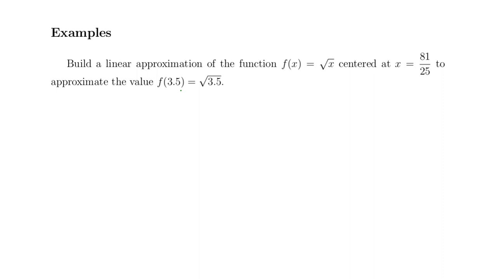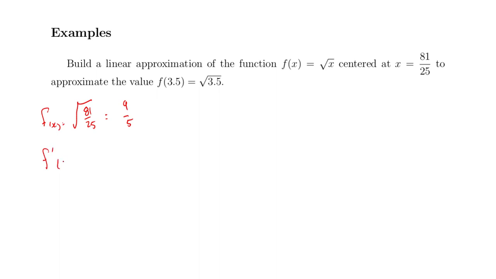But let's think about this. What if we make 81 over 25 our center? 81 over 25 is right around 3 1/4, kind of. That's even closer to 3.5. So what we can do is replicate this by using the same square root function. We can look at the square root of 81 over 25. And look at that, this is a value that we can find, 9/5.